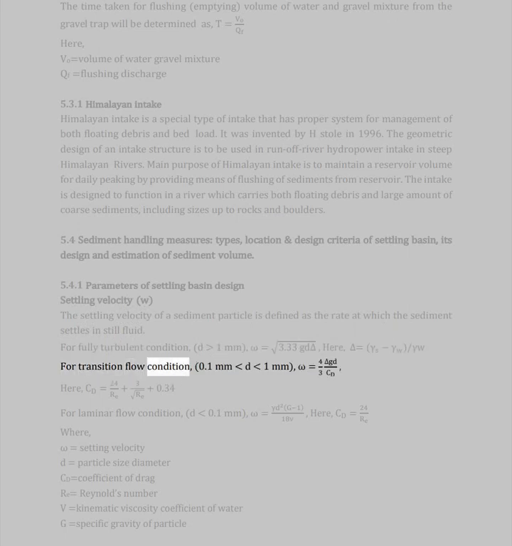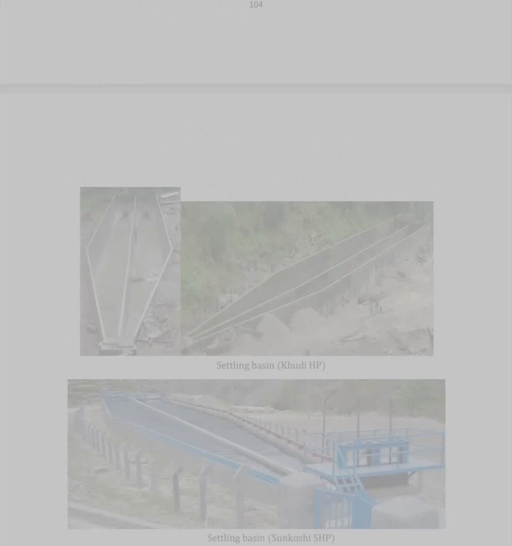For transition flow condition, 0.1 mm less than d less than 1 mm, omega equals delta, here, C equals plus 0.34. For laminar flow condition, d less than 0.1 mm, omega equals, here, C equals, where omega equals settling velocity, d equals particle size diameter, CD equals coefficient of drag, Re equals Reynolds number, V equals kinematic viscosity coefficient of water, G equals specific gravity of particle.